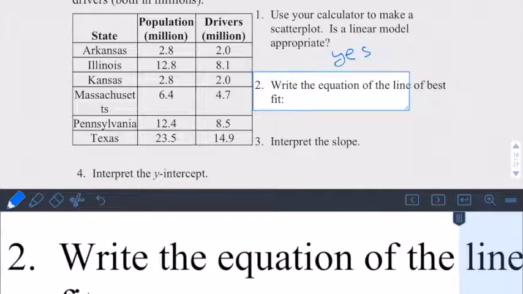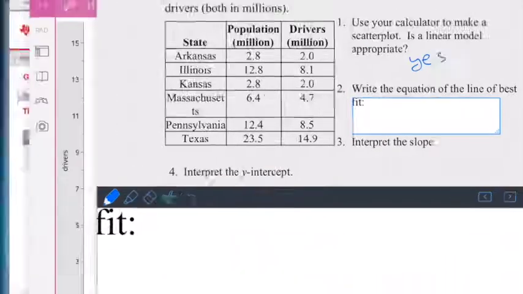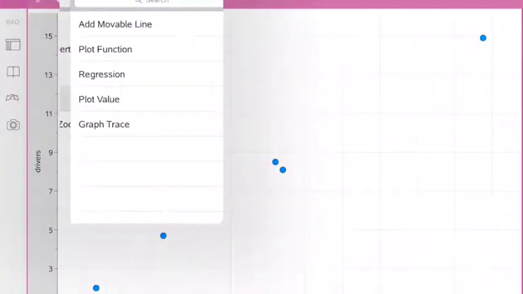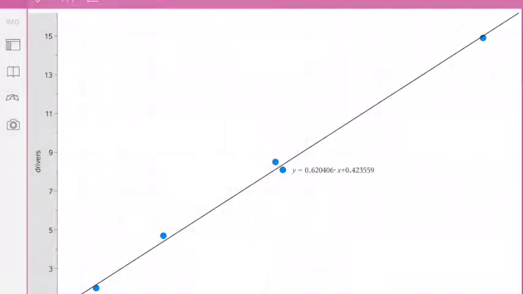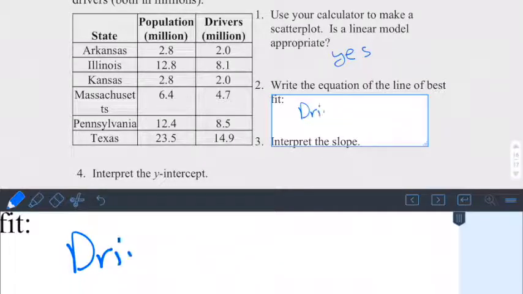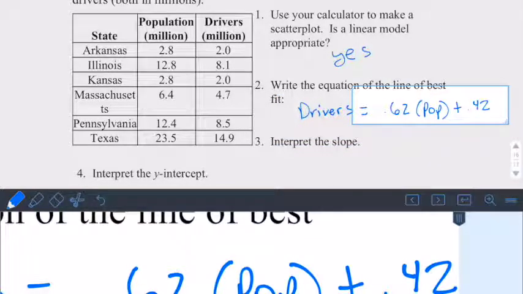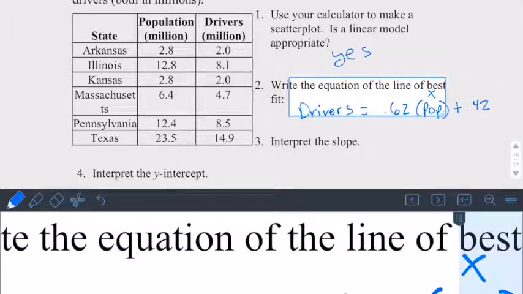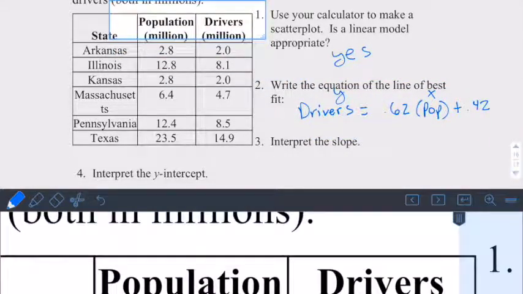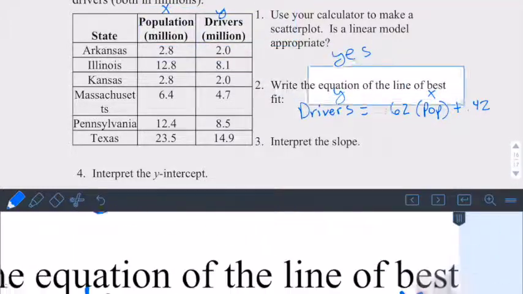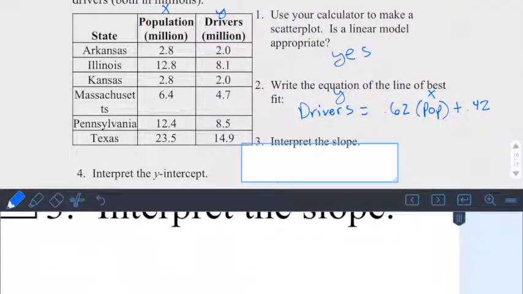So looking at my scatter plot, this linear model is appropriate because you can see that it looks like it's increasing. There's no sort of weird shapes. So write the equation of the line of best fit. So I'm going to use my calculator. Instead of using x and y, I used population and drivers because we made population x and drivers y. I can do that and interpret the slope, so 0.62.